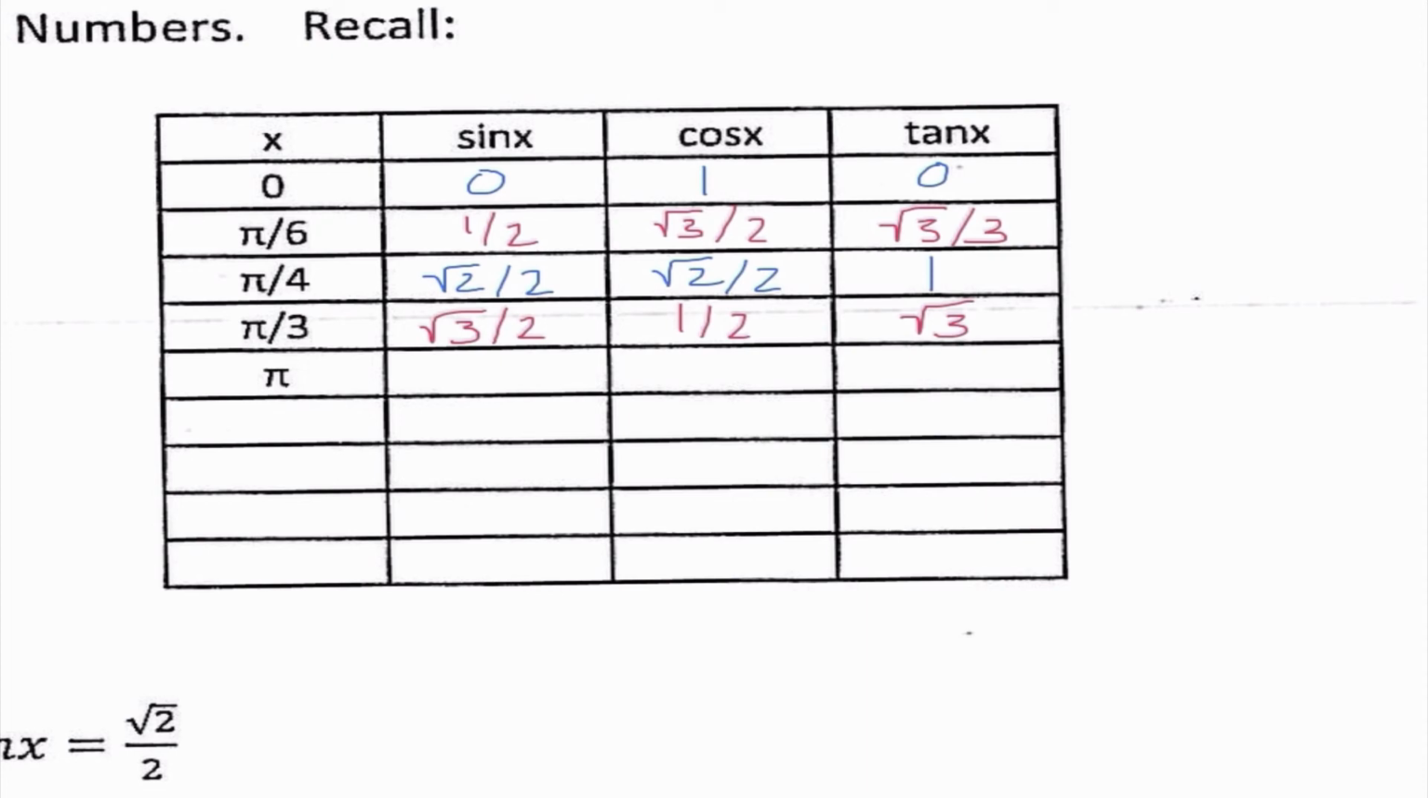Lastly, for pi, our sine value of pi is 0, cosine is -1, and tangent is 0. So this just gives us a glimpse at these values that we need to know.